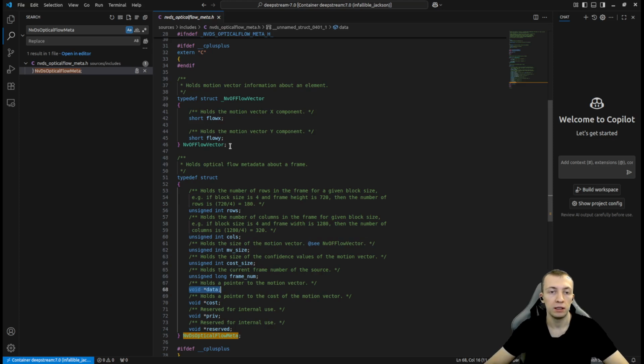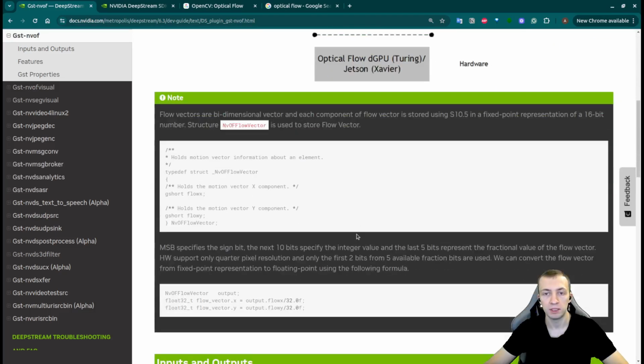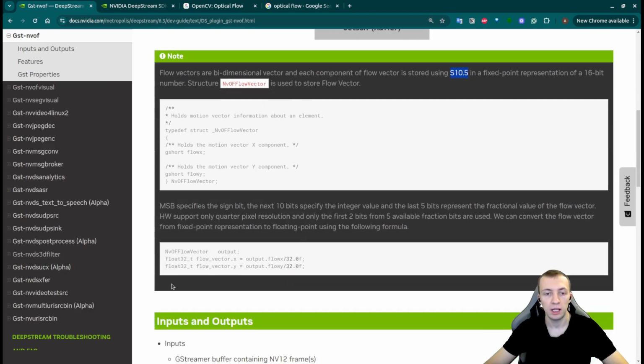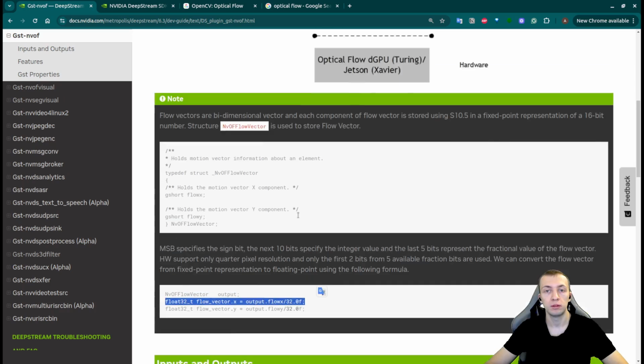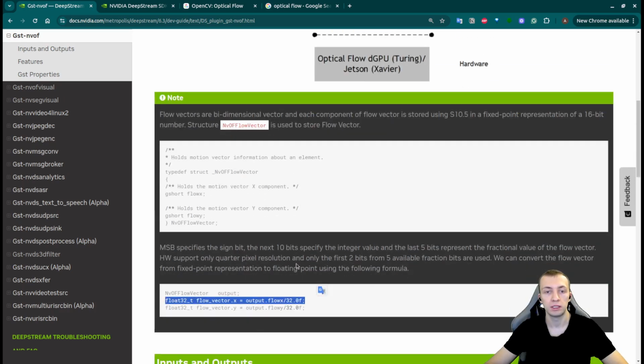Interesting part, and it's very specific, we have NV optical flow vector, which is a short int, but actually it's a very specific float that is encoded with this standard. And in order to convert it to normal floating points, we need to apply this formula. We will compute some kind of custom metrics from the optical flow generated by NVIDIA. You need to consider this.